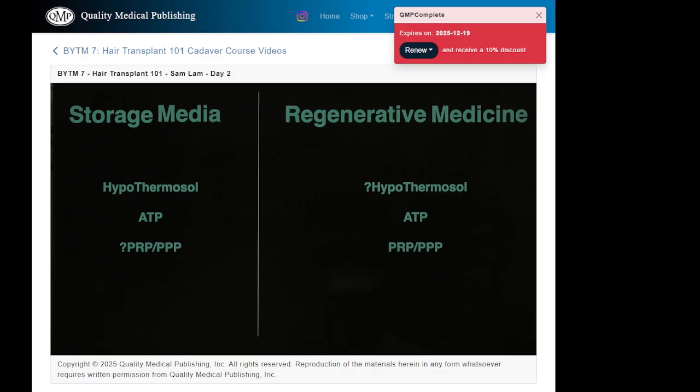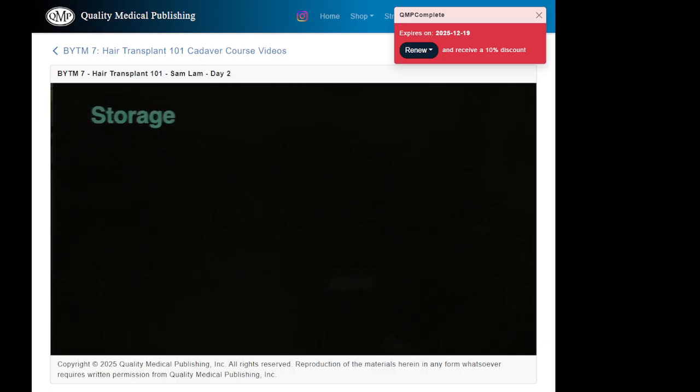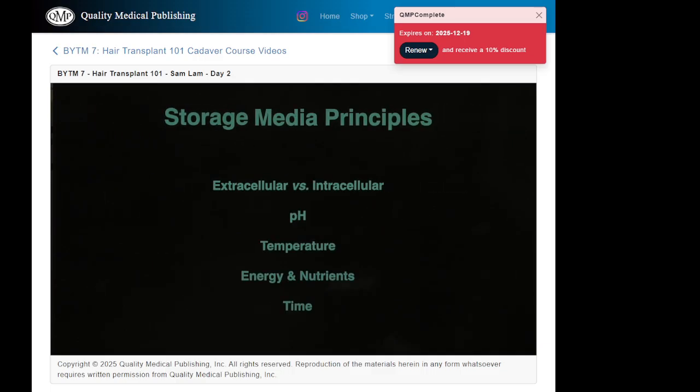So you can see they're almost similar things. Are these storage media really helping grafts survive a little bit better? Well, yes. So we're going to break down storage media into more specific components. We're going to talk a little bit about what defines extracellular versus intracellular. We're going to talk about pH, the importance of pH, and temperature.